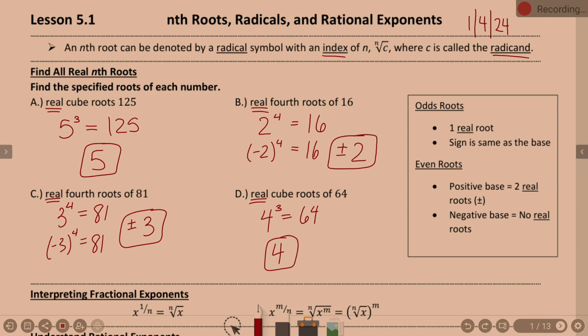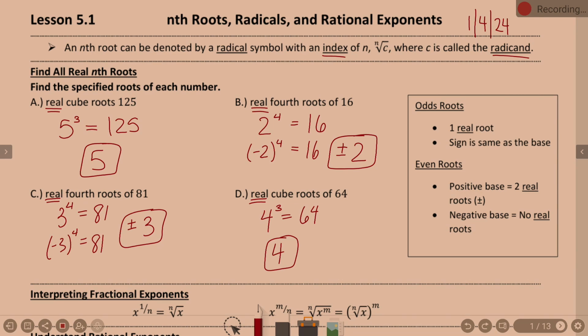Okay, so with this in mind, we've got a little summary box here. I don't know if you read it before as we were going or not, but if it's an odd root, so in this example the cube roots, notice in both of our cube root options, since those were odd roots, there was how many answers? There was 1 real root, and the sign is the same as the base. I don't have a negative in here, but the difference would be, what if I had said real cube roots of negative 64? Well, the real cube root of negative 64 would have been negative 4, because 3 negatives would be a negative, okay?